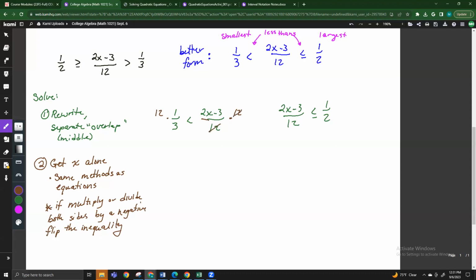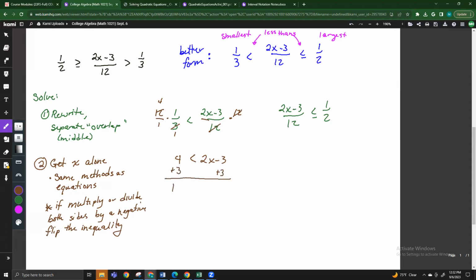This 12 cancels with this. You have 2x minus 3 is the less than symbol. And then this is like 12 over 1. 3 goes into 12. 3 goes into 3 once. 3 goes into 12 4 times. Multiply across. This is 4 times 1 over 1 times 1. So this is just 4. Now I still haven't gotten x alone on this one. So I'm going to do the next thing, which is get rid of the minus 3 by adding 3 to both sides.